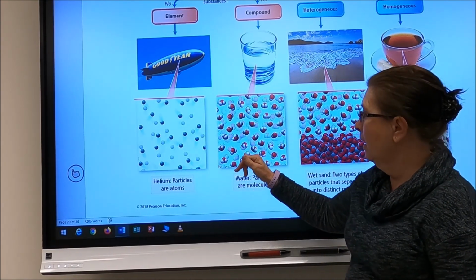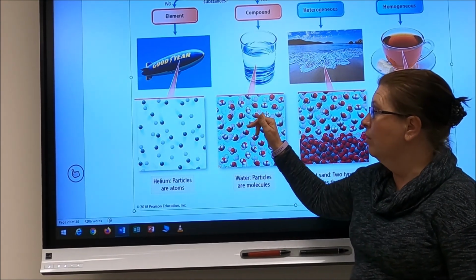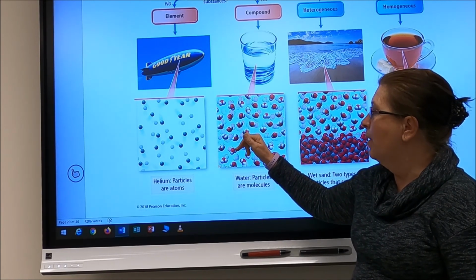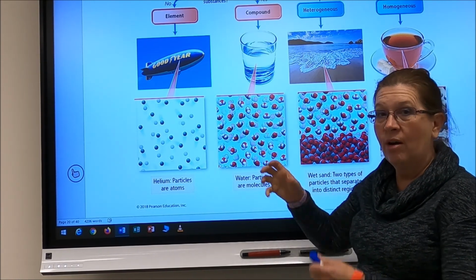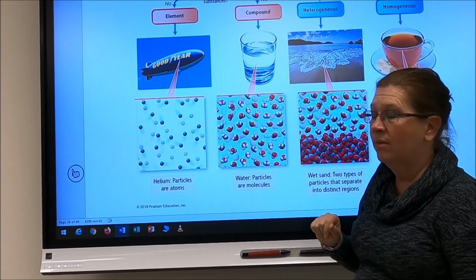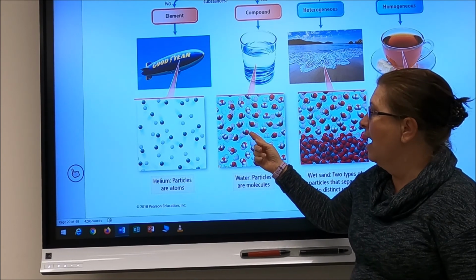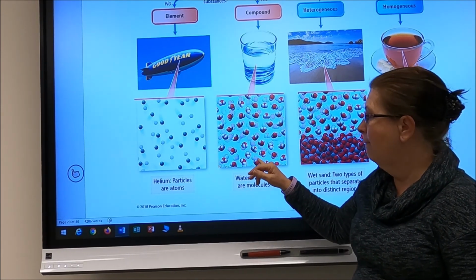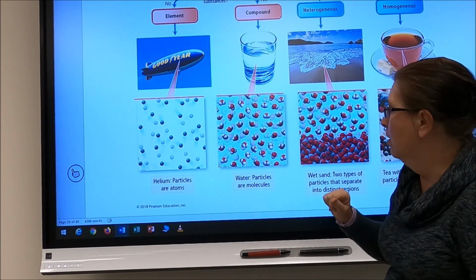Here, I have water molecules. I still have only one type of particle, but it's made up of three atoms that are fused together. We have two hydrogens and one oxygen. So this could be broken up into individual marbles. It can be split smaller.